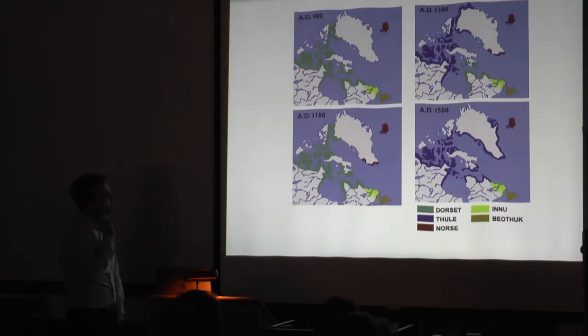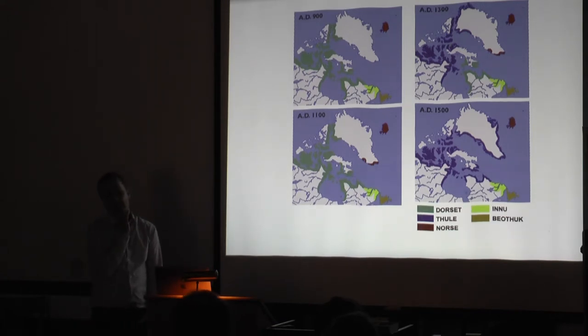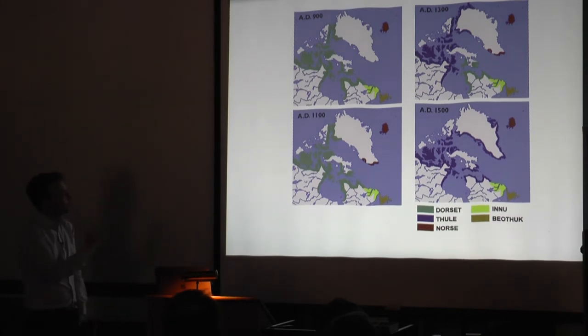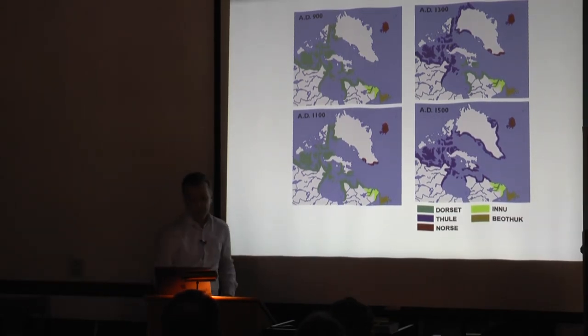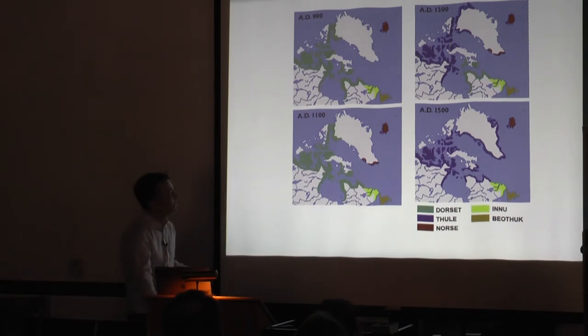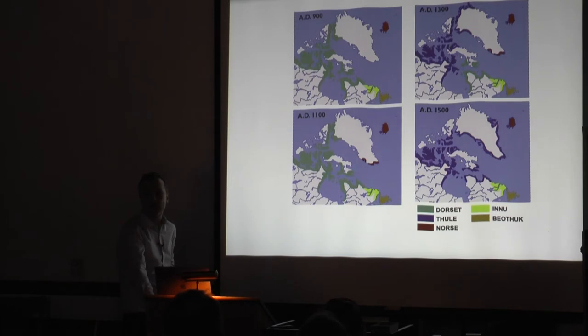So the question is, at this point when this project was done, there were some controversies about this. Were the Saqqaq people culturally the ancestors of the Inuit? There are some similarities, but a lot of differences too. Was it just a replacement, or was it essentially just the Saqqaq people who eventually invented the Inuit culture and became the Inuit, or were these two different peoples?